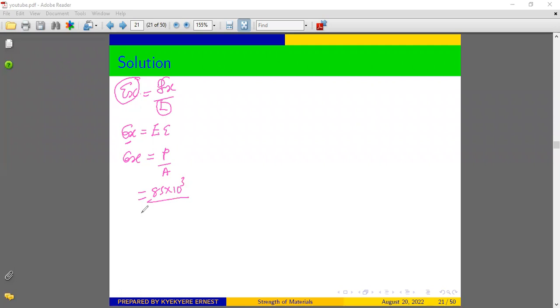And because it's cylindrical, our area is going to be 3.142 times the diameter squared, which we are given as 30 millimeters. So we change to meters, it will be 0.03 squared over 4. And from here, our stress in the x-axis is going to be 120 megapascal.